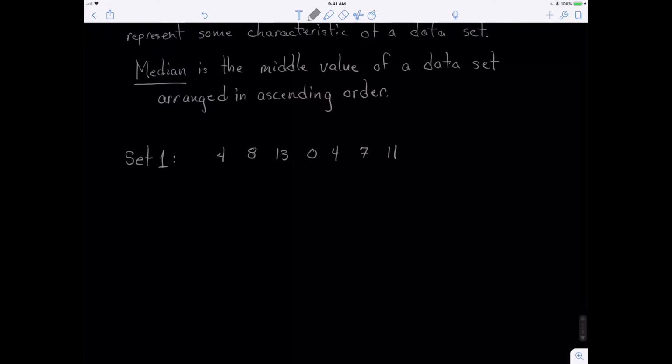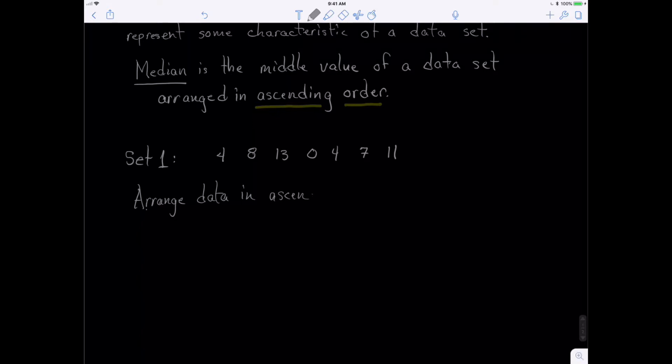Now, notice here that our definition says that the data has to be in ascending order, or another way to think of that is from lowest value to highest value. So let's arrange our data in ascending order. I'm going to put a little tick mark by each one as I record it.